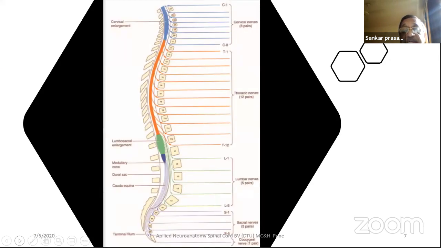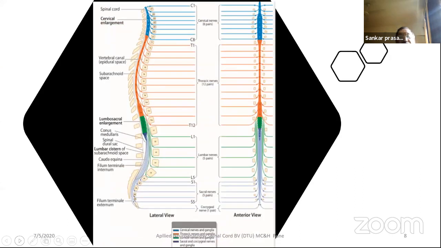If you look at the anterior view, it looks as if it's a horse tail. Now you can see the cauda equina coming down, and this is the conus medullaris, and you can clearly see the lumbar enlargement here. This is about 15 to 18 millimeters, and here is the cervical.